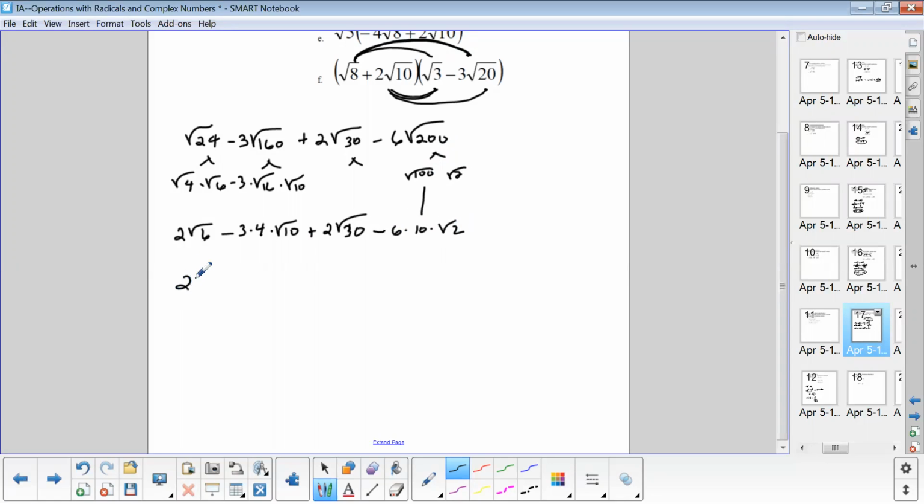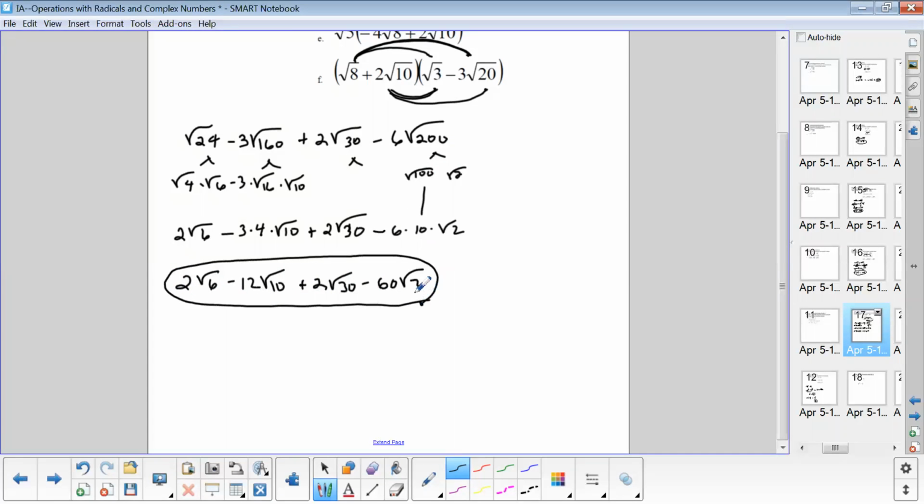So what we have here is 2 square roots of 6 minus 12 square roots of 10 plus 2 square roots of 30 minus 60 square roots of 2. Not a single one of the radicands are the same, so that would be your simplified form.